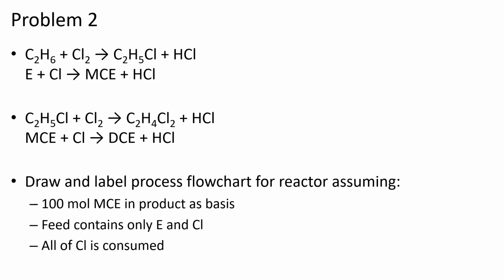So in order for you to get ready, I would recommend you go ahead and start working on the problem. Here are the 2 chemical reactions with the letters we're going to use to represent each of the species. What I'd like for you to do is think about drawing and labeling a process flow diagram for the reactor in which you assume there's 100 moles of MCE in the product. This is a different basis than we've assumed in the past. This is not the total flow rate of the effluent from the reactor. This is the flow rate of this particular component, the MCE in the effluent. Also assume that the feed contains only ethane and chlorine, and that in the reactor, all the chlorine is consumed.